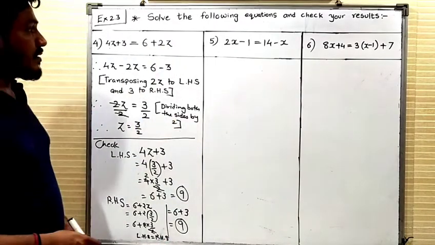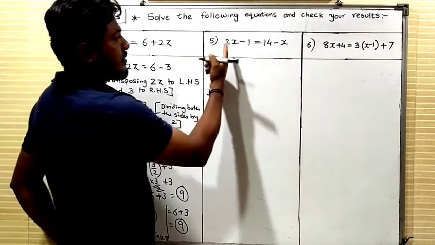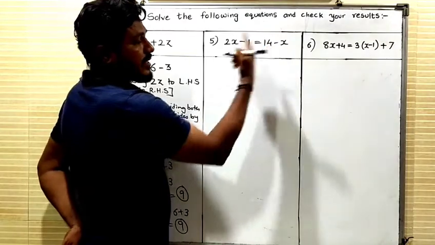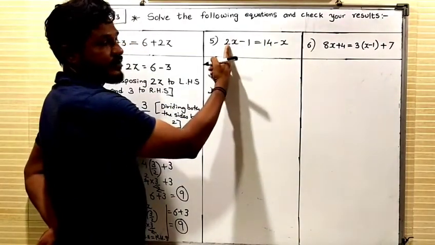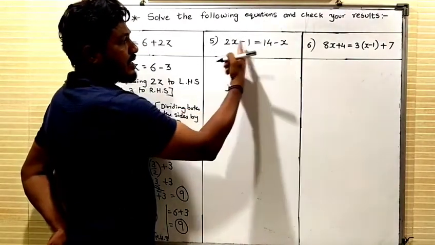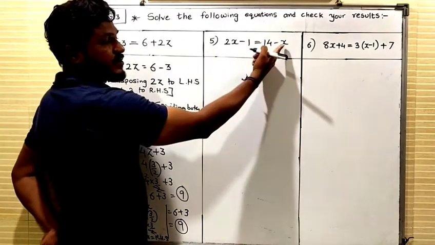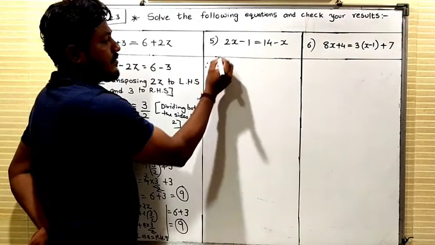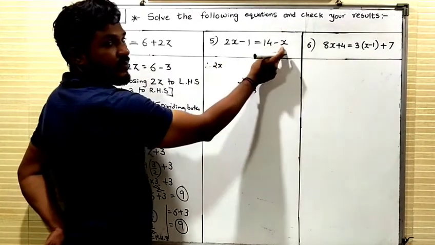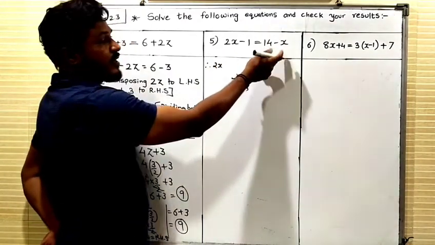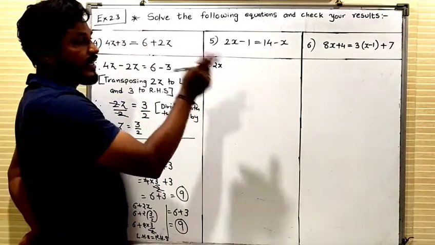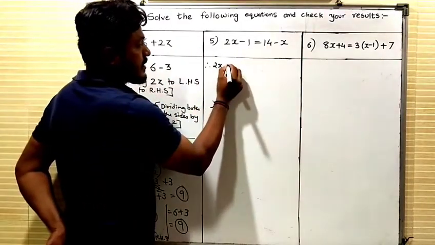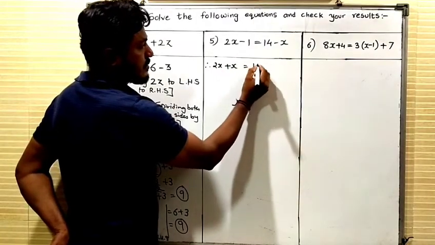Now let us move toward our next sum, sum number 5. Now 2x minus 1 equals to 14 minus x. This one is greater. Common variable is x. Now transpose this negative x toward your left hand side. While bringing negative variable toward left, negative will become positive. So negative x will become positive x.